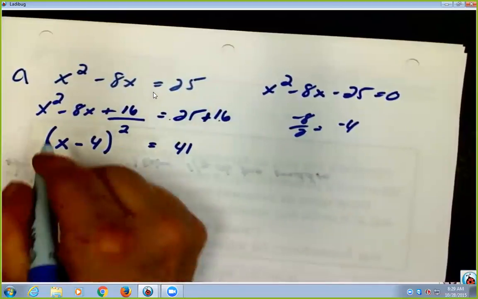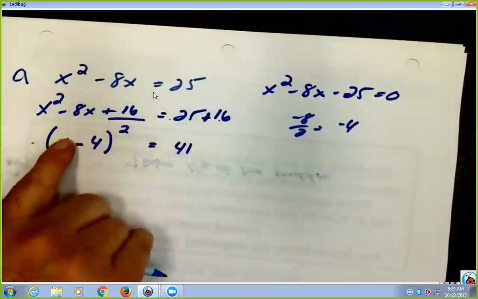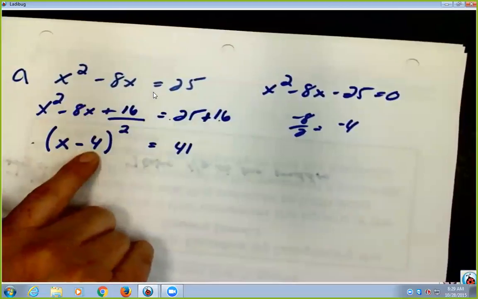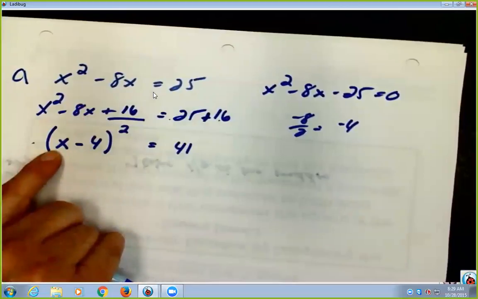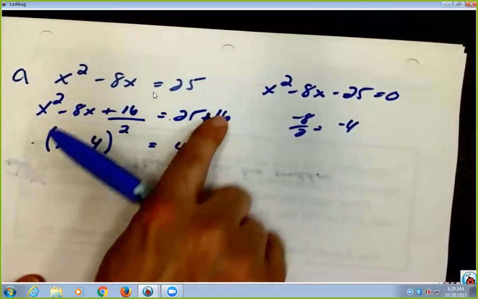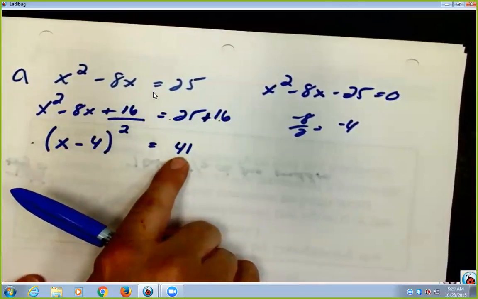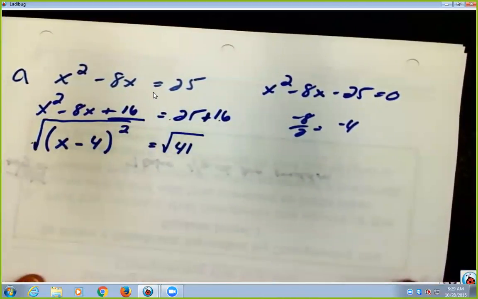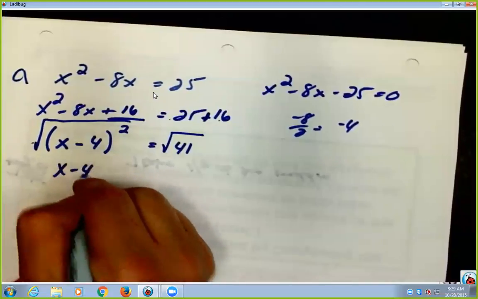Now I apply my square root rule. So first, recapping what we did here, we took half of the middle, wrote it down here, but only put an x in front of it and wrote it right there, took it, squared it, added it to both sides to get the new number on the right-hand side. So now if I take the square root of this side and the square root of that side, what happens? This side I end up with x minus 4.